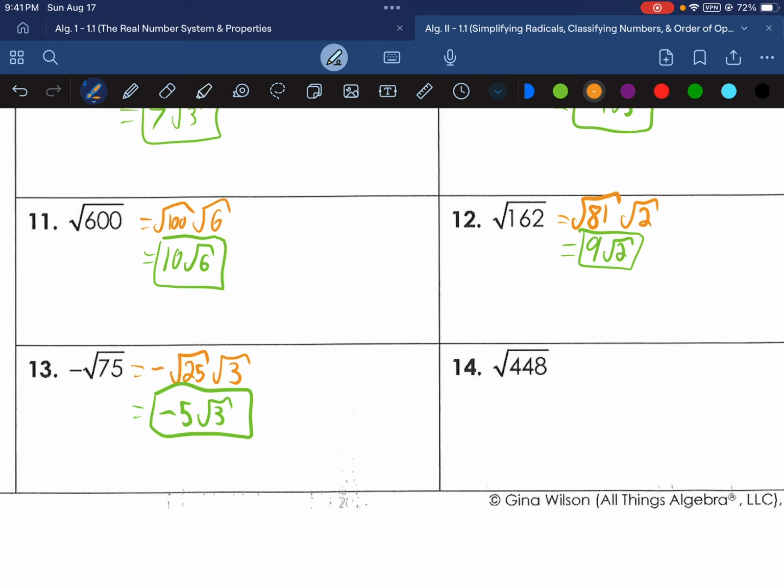Number 14, the square root of 448. The biggest perfect square that goes into 448 is 64, and it goes into 448 7 times. So the square root of 64 is 8, the square root of 7 stays the square root of 7, and that is our answer.